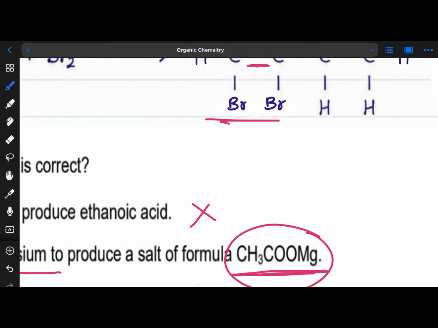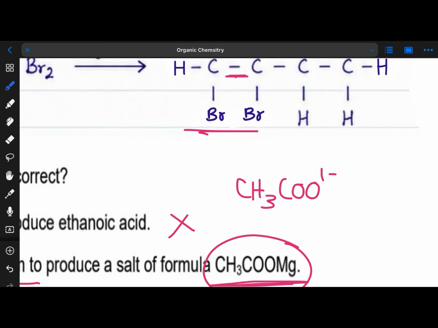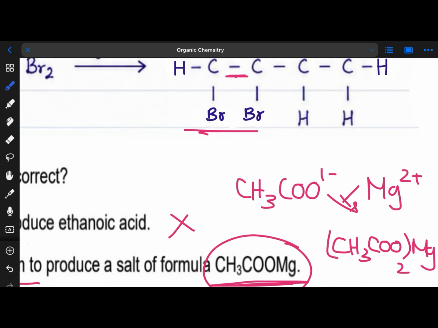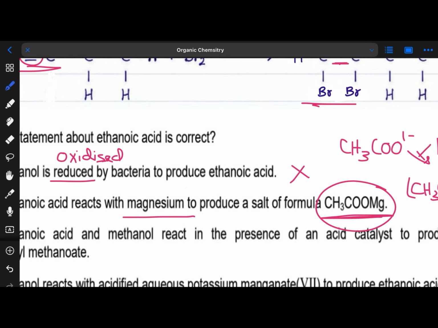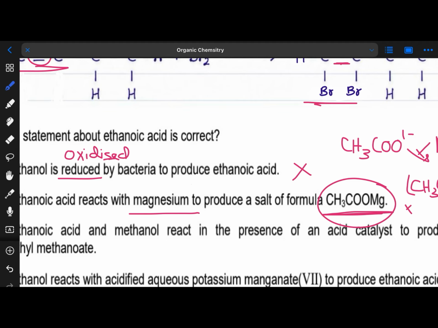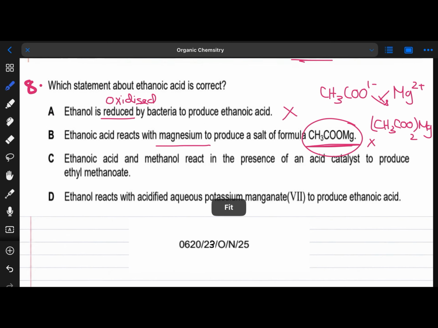So we have two ions here. We have firstly the ethanoate ion, which looks like this and has a -1 charge. And then we have the ion of magnesium, which has a +2 charge. Now the charges are exchanged, and therefore it looks like this. It becomes (CH3COO)2Mg. And therefore the molecular formula of this compound is not correct, and therefore this is wrong too.